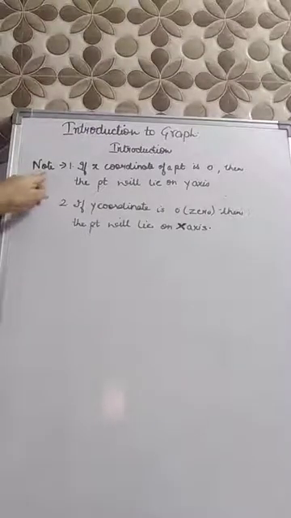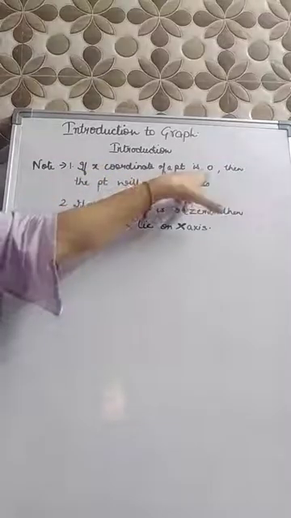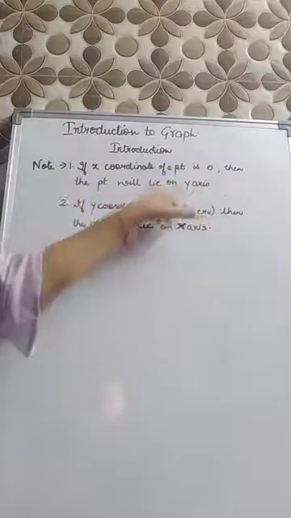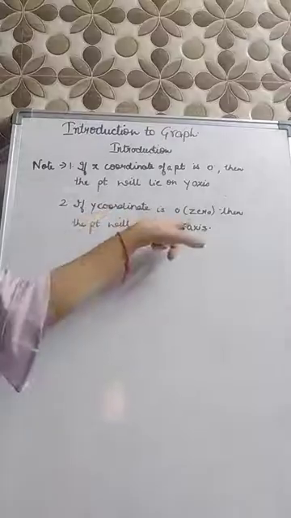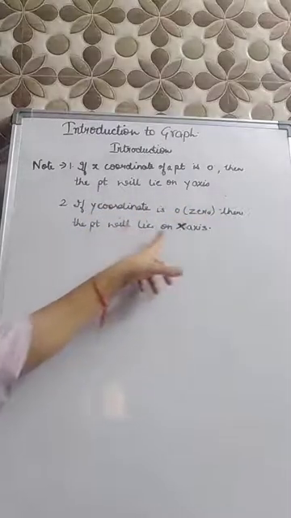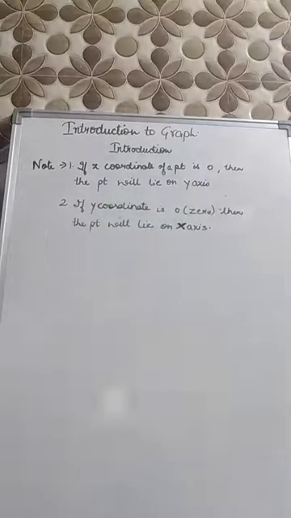So let's write the note. If the x coordinate of a point is 0, then the point will lie on the y-axis. Similarly, if the y coordinate is 0, then the point will always lie on your x-axis.